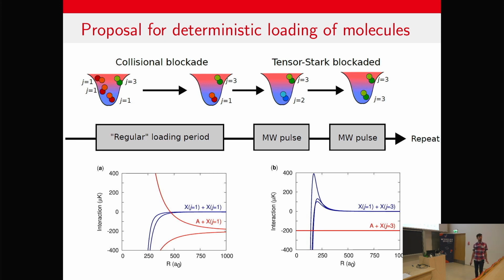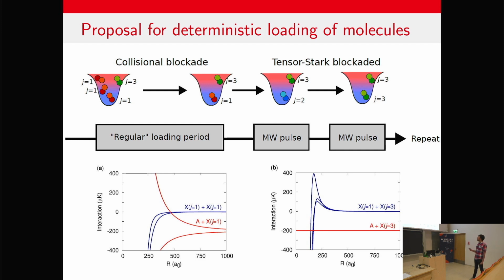This is how the laser cooling works. Okay, so then this looks like a problem. We then apply these two microwave pulses, which transfer the molecule from J equals 2 to J equals 3. So now it would seem that we no longer know that we've loaded a single molecule if there is one. The way that this is fixed is by a dipolar blockade.